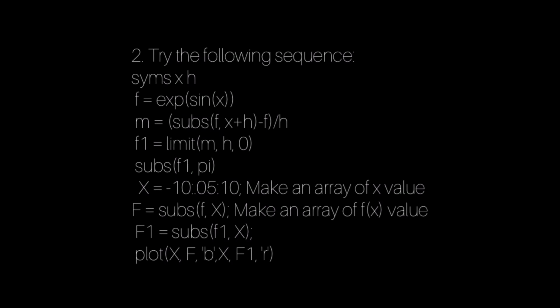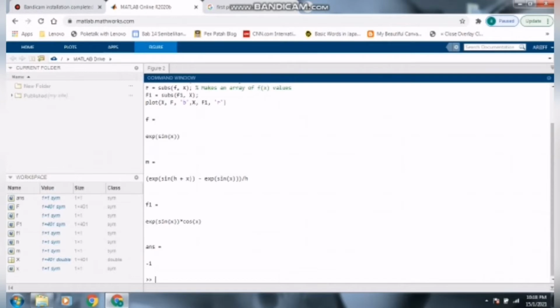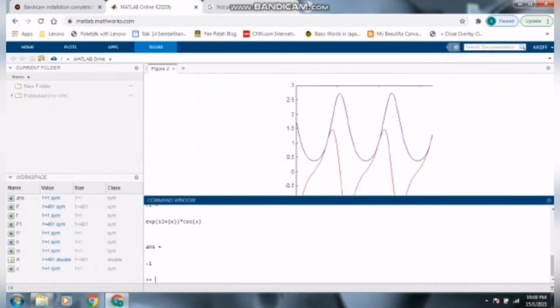For the second question, try the following sequence. First, syms x h. After that, we will differentiate later. Next, enter f, into which we substitute the first principle of derivative. Next, enter f1, which represents the limit. After that, we enter a program for the graph. After that, we run the program and get the answer, and then the graph.